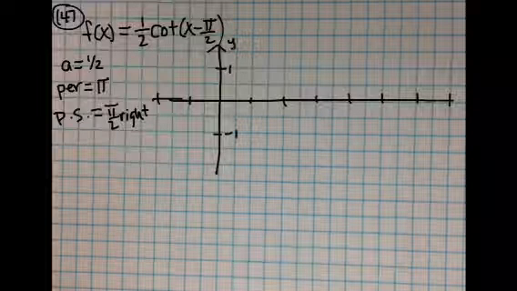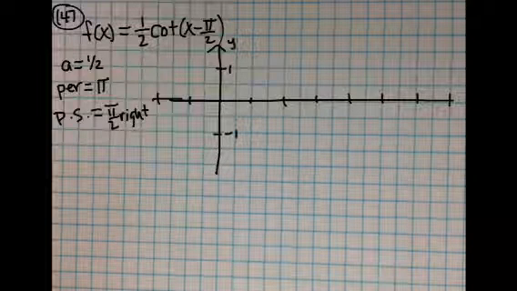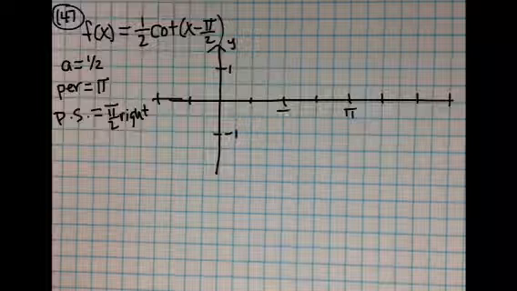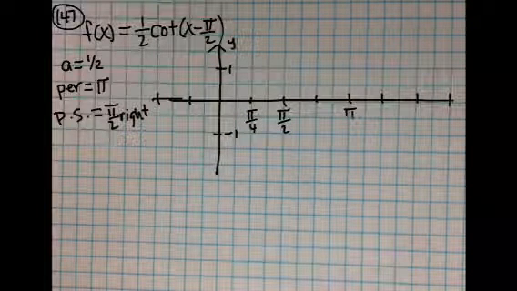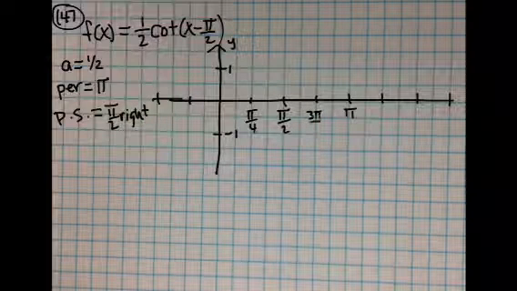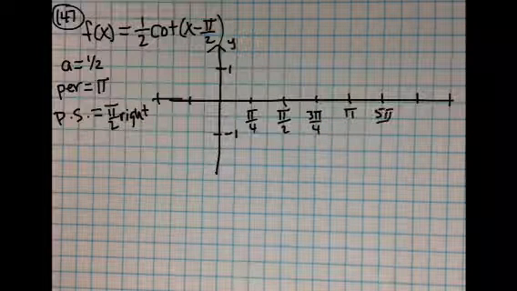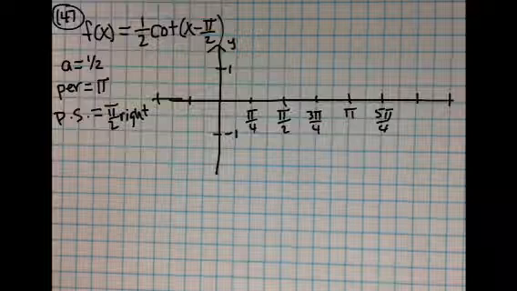So we're going to go 4 tick marks, 1, 2, 3, 4, label that pi, pi over 2, pi over 4, 3 pi over 4, 5 pi over 4. I'm just labeling. 6 pi over 4 is 3/2.